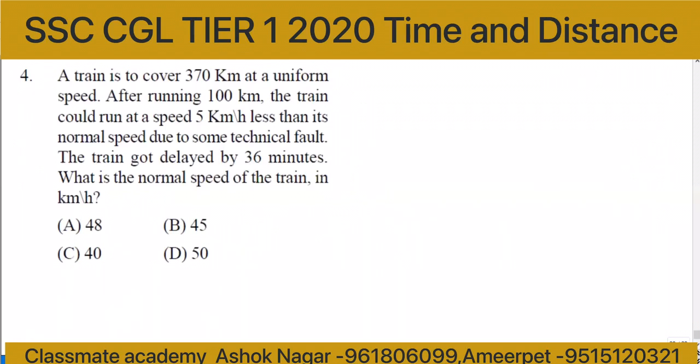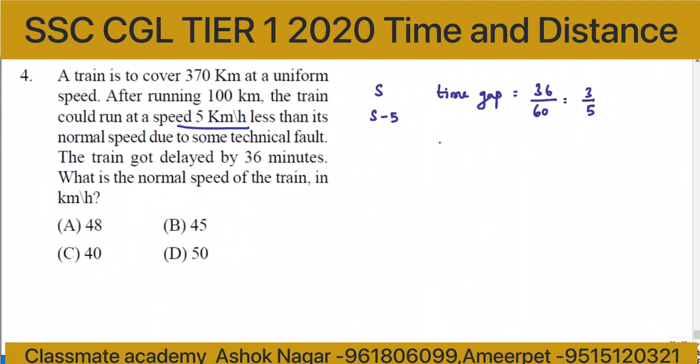Now you are reducing your speed by how much? 5 kilometers per hour. If you reduce your speed, what happens to the time? Obviously, you will take more time. The train got delayed by how much? 36 minutes. What is the normal speed of the train in kilometers per hour? You tell me, is it not the difference in speeds clearly given? First speed is S means, the second speed is what? S minus 5. Can you tell me what is the time gap? Time gap is 36 out of 60, which is 3/5.